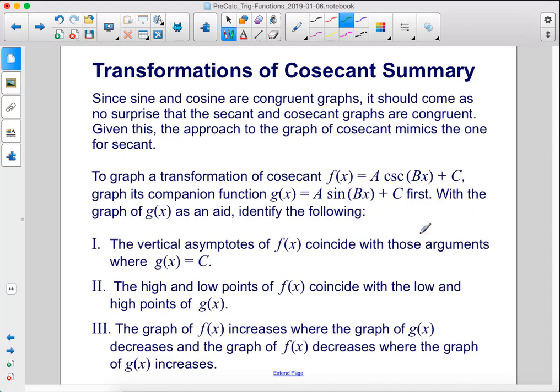With the graph of g of x as an aid, identify the following. The vertical asymptotes of f of x coincide with those arguments where g of x equals c. The high and low points of f of x coincide with the low and high points of g of x. The graph of f of x increases where the graph of g of x decreases, and the graph of f of x decreases where the graph of g of x increases.